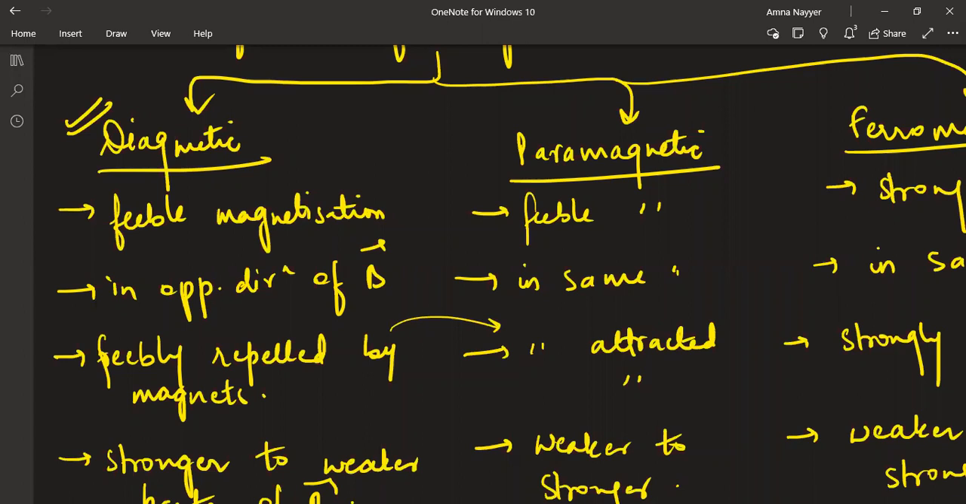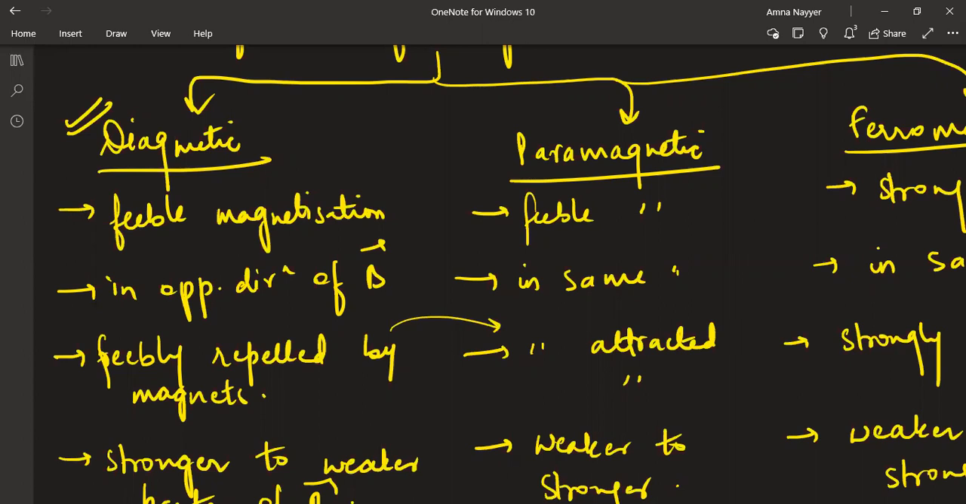Second point, in external magnetic field, for diamagnetic substances, they acquire very weak magnetization, and that too, it is located in the opposite direction of the magnetic field. This weak magnetization is located in the opposite direction.